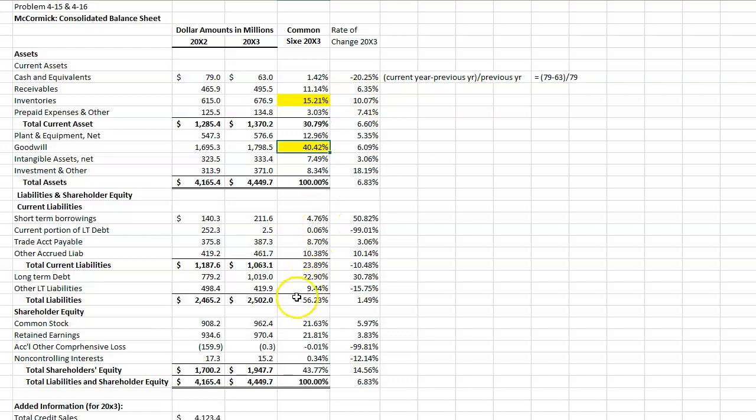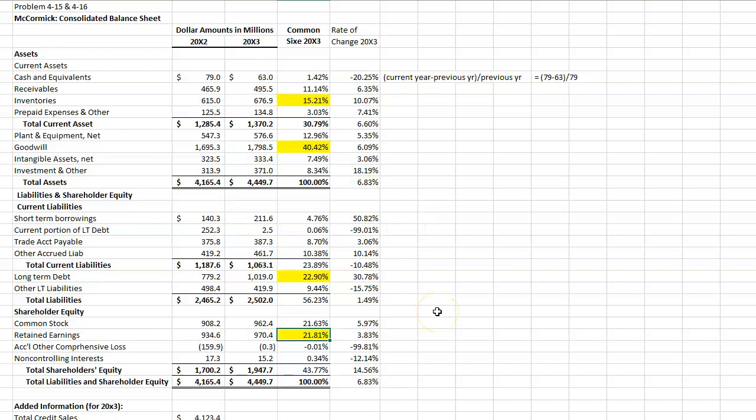And for this one, they want which two liabilities, which two assets grew the fastest. Down here, long-term debt is the largest liability, and retained earnings appears to be the largest equity account.